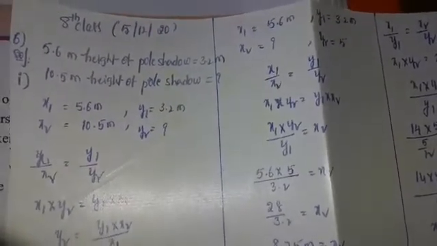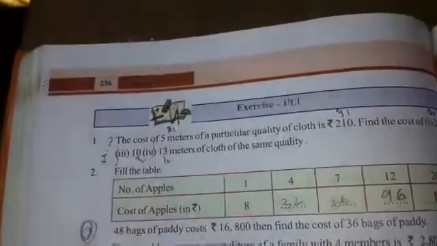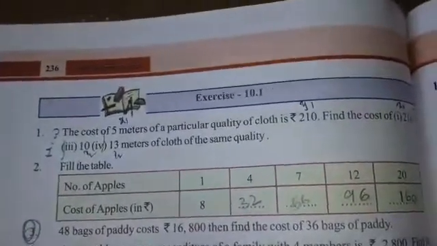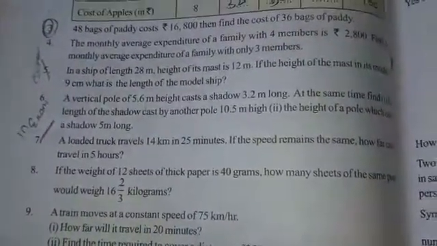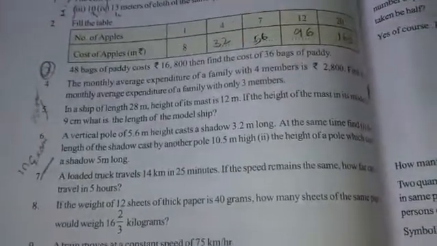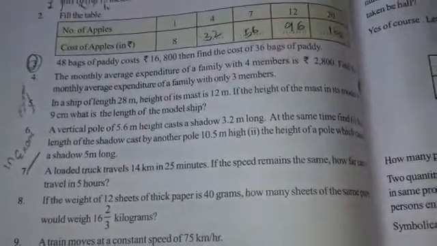Today, question number 6. See our mathematics textbook page number 236. Lesson name: direct and indirect proportion, exercise 10.1. Question number 6. Questions up to 5 were finished yesterday. Today's class is question number 6 onward.